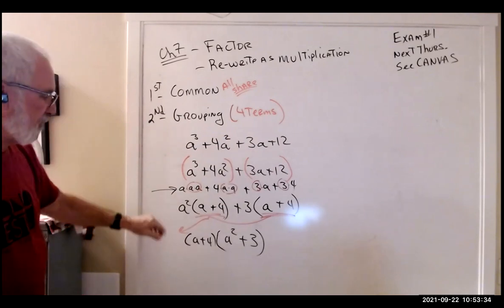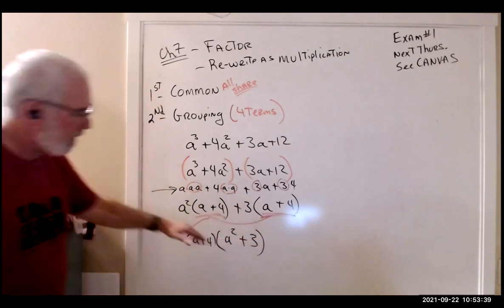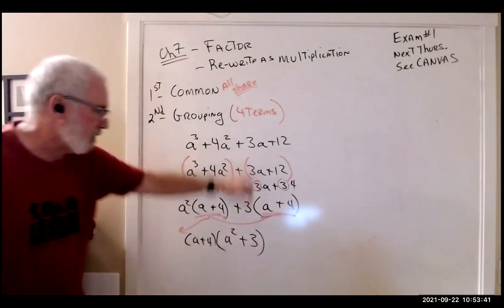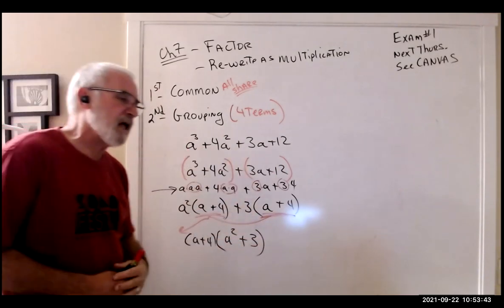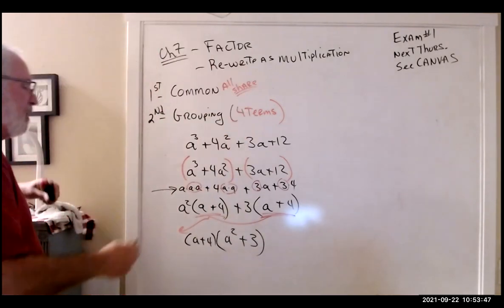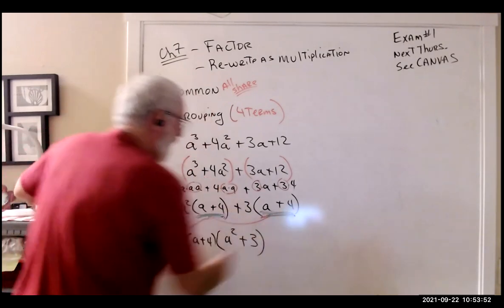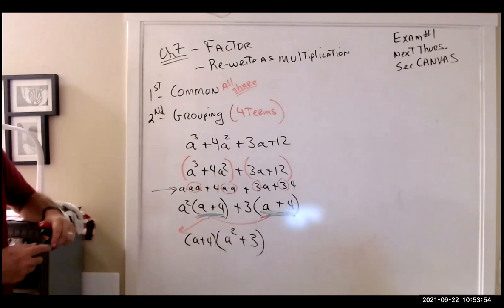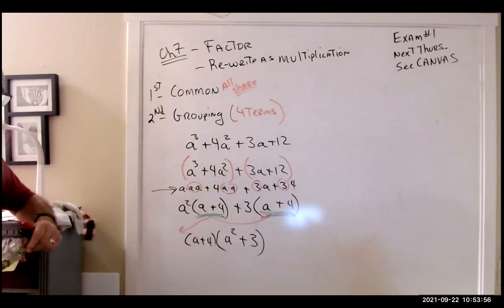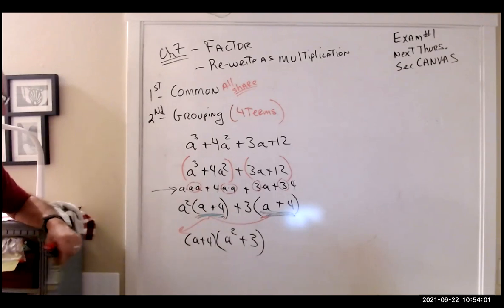Okay, and then you factor each group independently. You say, well, what can I do here? What can I do here? And if life is good, if the math gods are smiling, they should always have the same binomial in common. Binomial means two terms. If they do, you can continue and pull it out front like I did here. Questions?